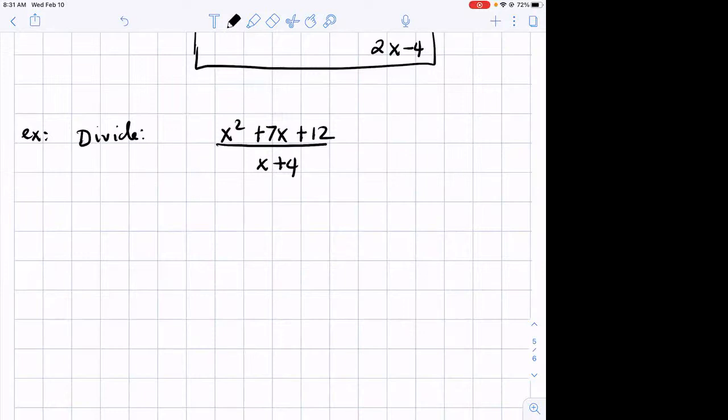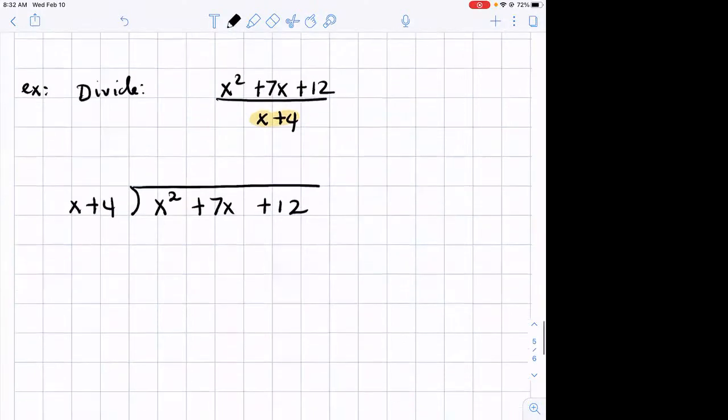So once again, my divisor here is a binomial. So anytime it's not a monomial, we can perform long division. So if I set this up, we have x plus 4. And there are no missing terms in the numerator, so we have x squared plus 7x plus 12. Okay. Now, remember, scrap work, very important, scrap work.